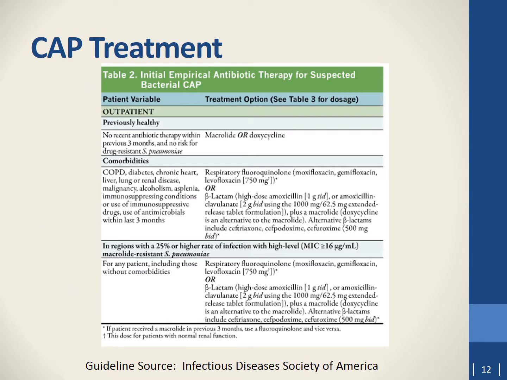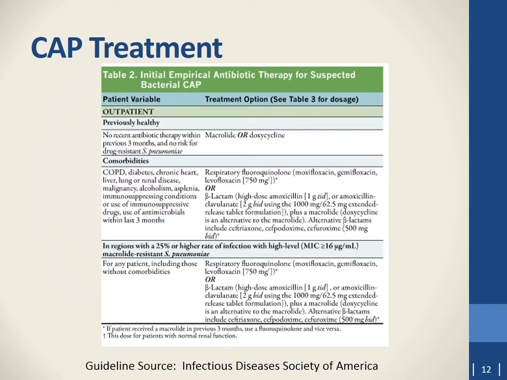So if you have a previously healthy patient who hasn't had antibiotic therapy in the previous 3 months, essentially we're looking at macrolide or doxycycline monotherapy. If you have patients with comorbidities, and a whole bunch of them are listed for you there, that's where we may turn to a fluoroquinolone with strep pneumoniae coverage or a beta-lactam plus a macrolide, and you have some of the options listed for you there. So it becomes then still an oral regimen. However, you may be taking 2 drugs in the case of the beta-lactam combined with the macrolide.